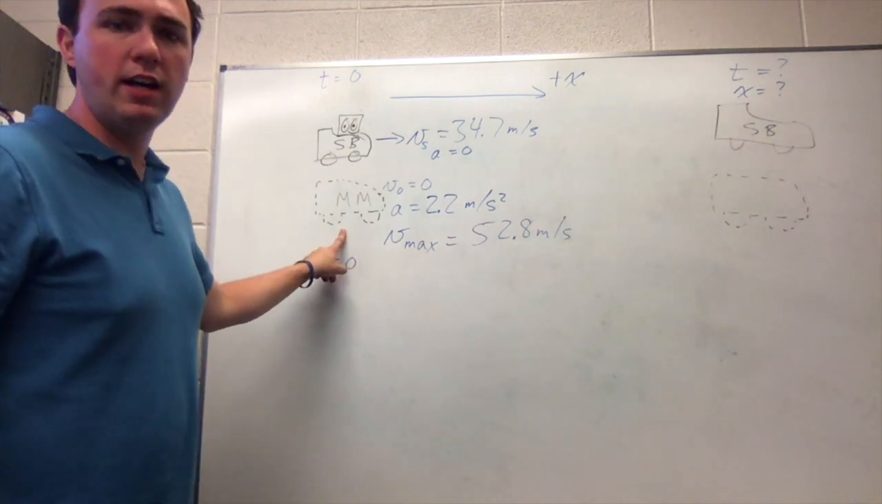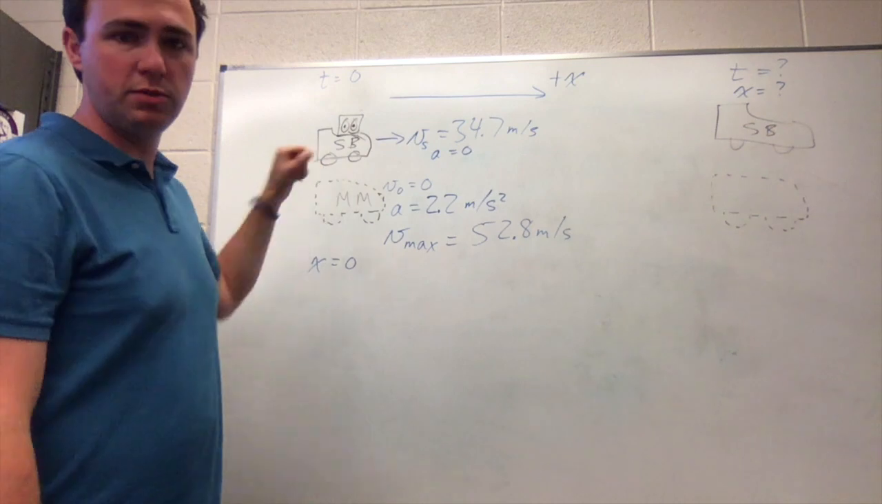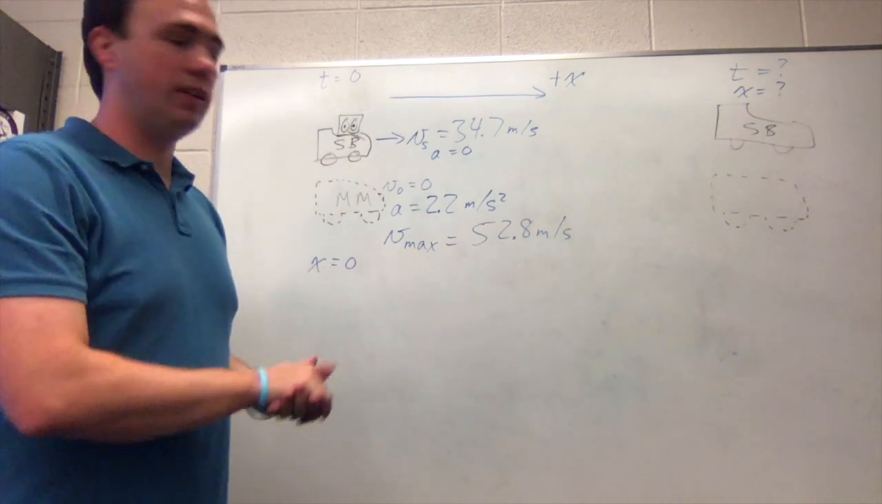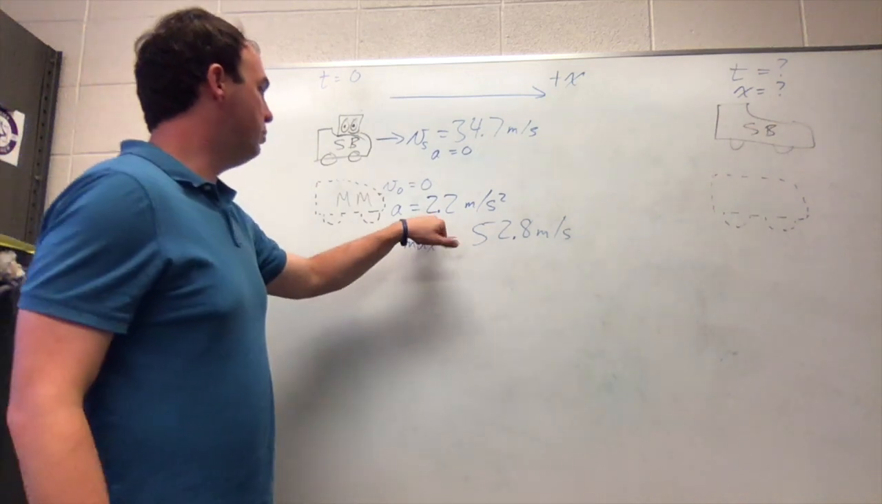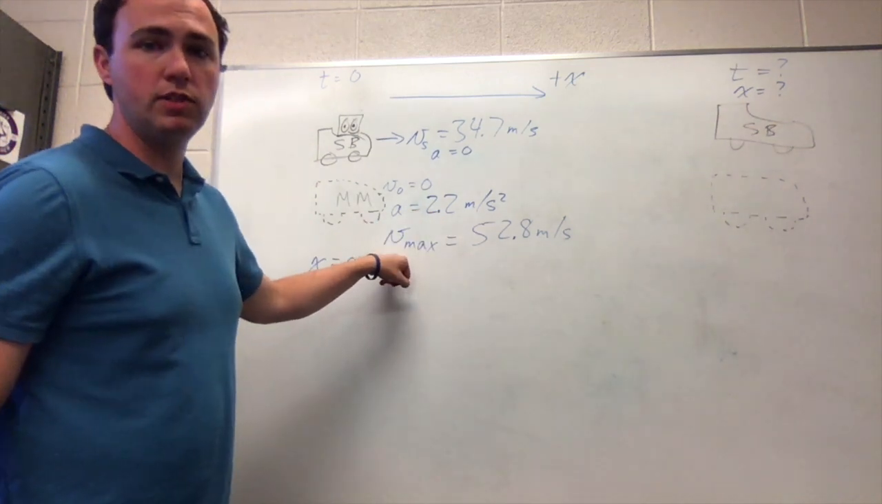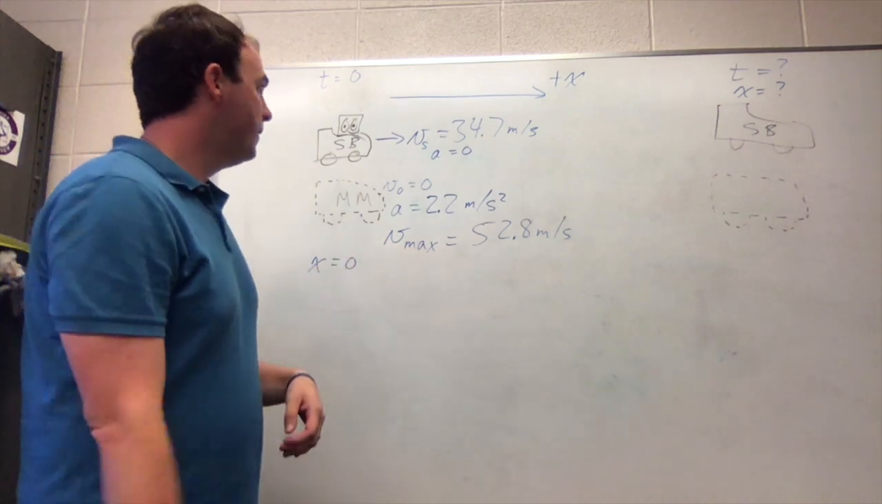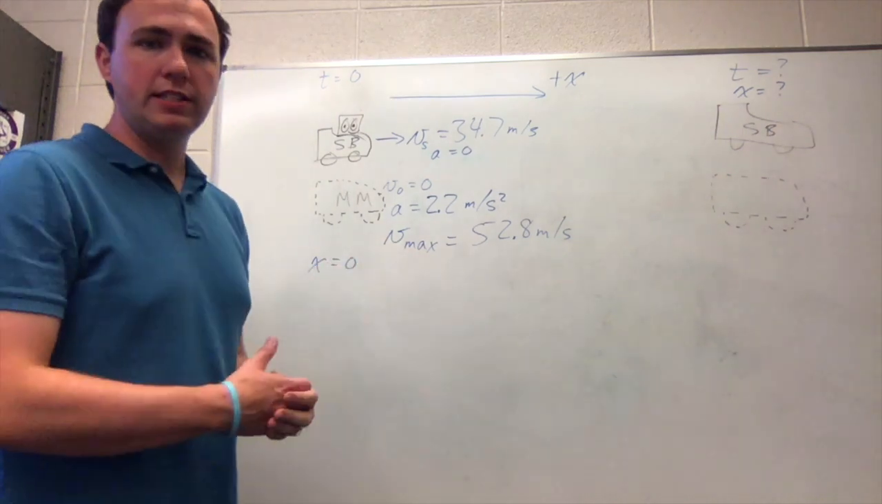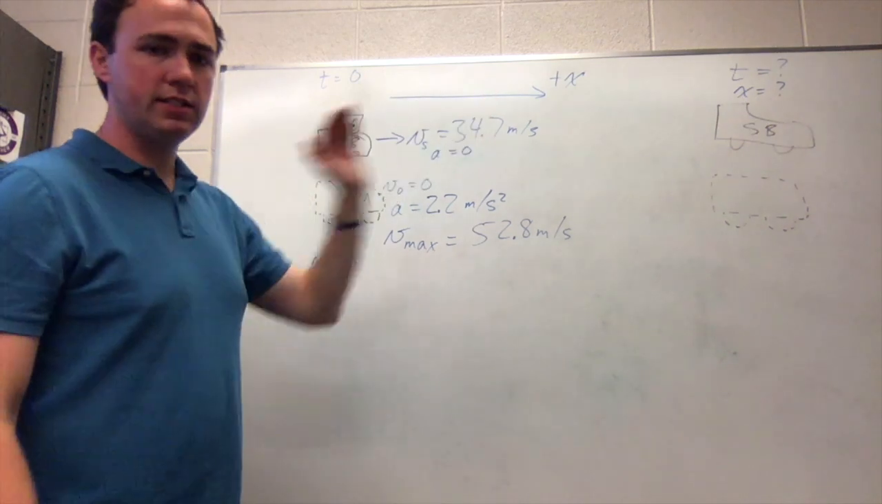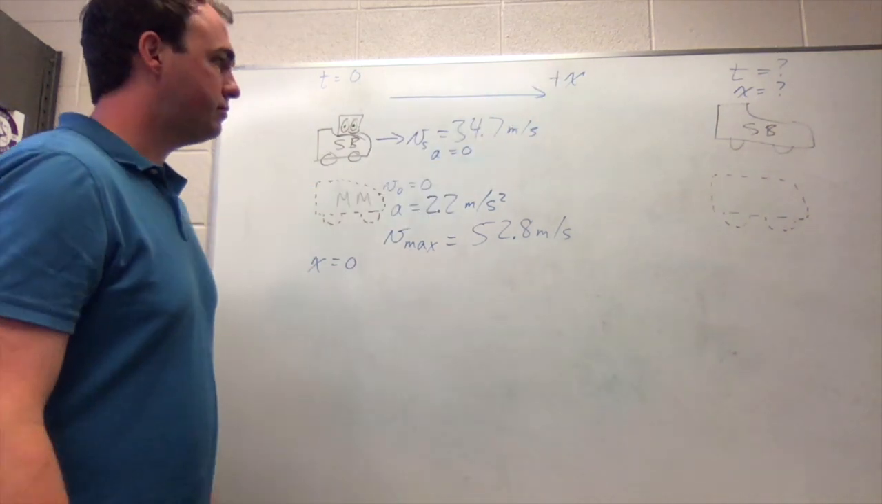They're sitting there at rest, and then at the instant that SpongeBob passes them, they start accelerating. So their acceleration is 2.2 meters per second squared, and their maximum velocity is 52.8 meters per second. So at time equals 0, they're at the same place. SpongeBob's moving at a constant speed, so he gets a head start because he's already moving.